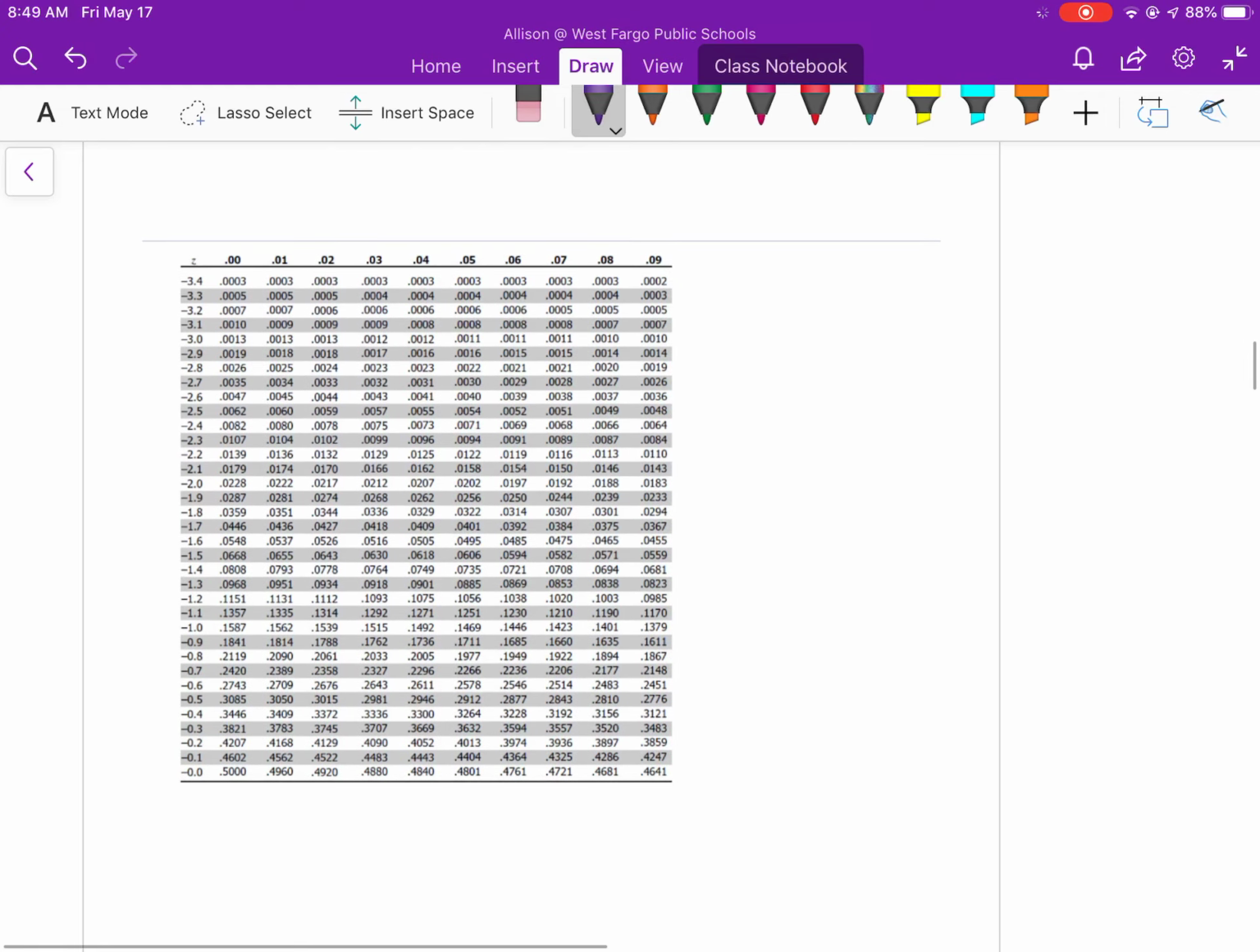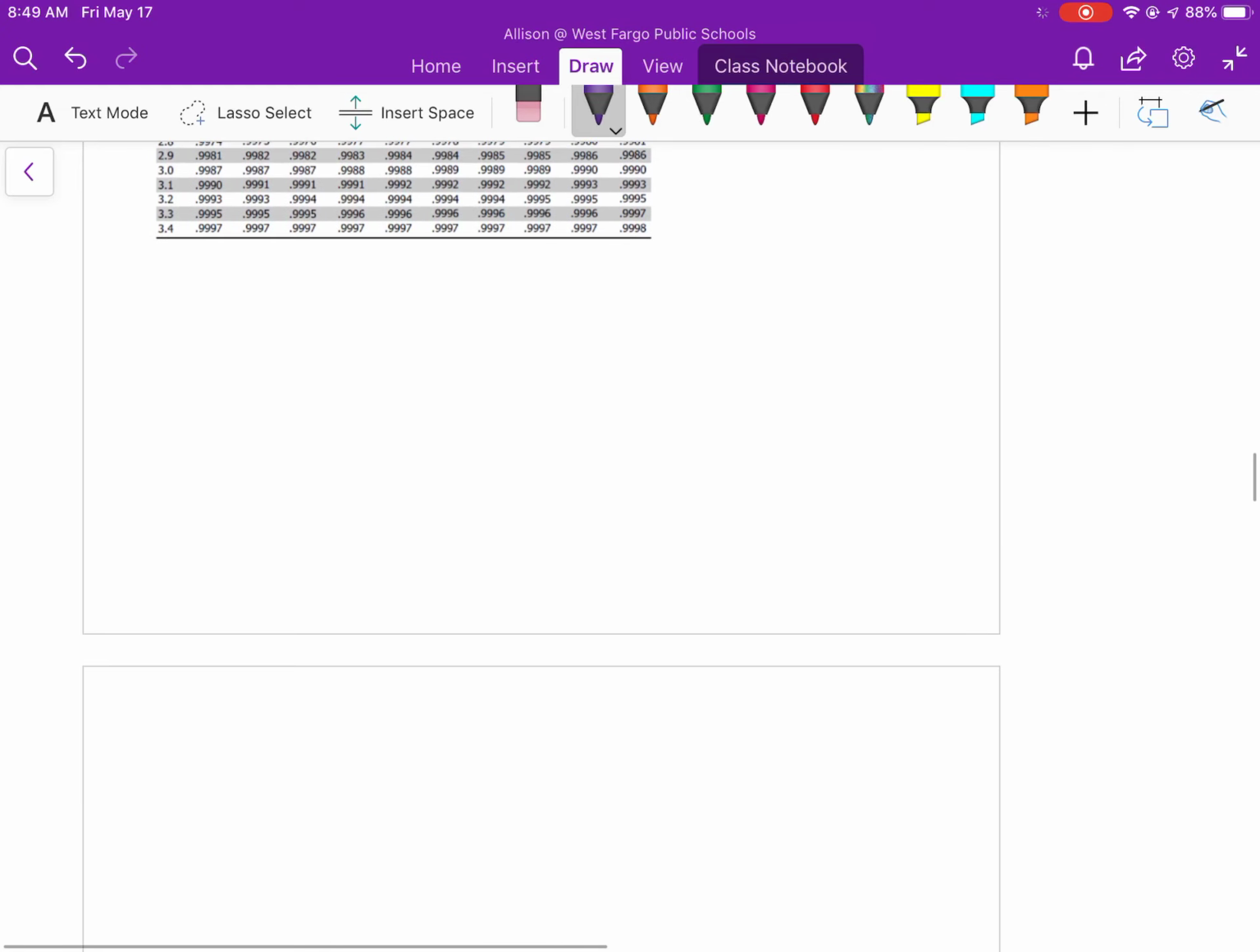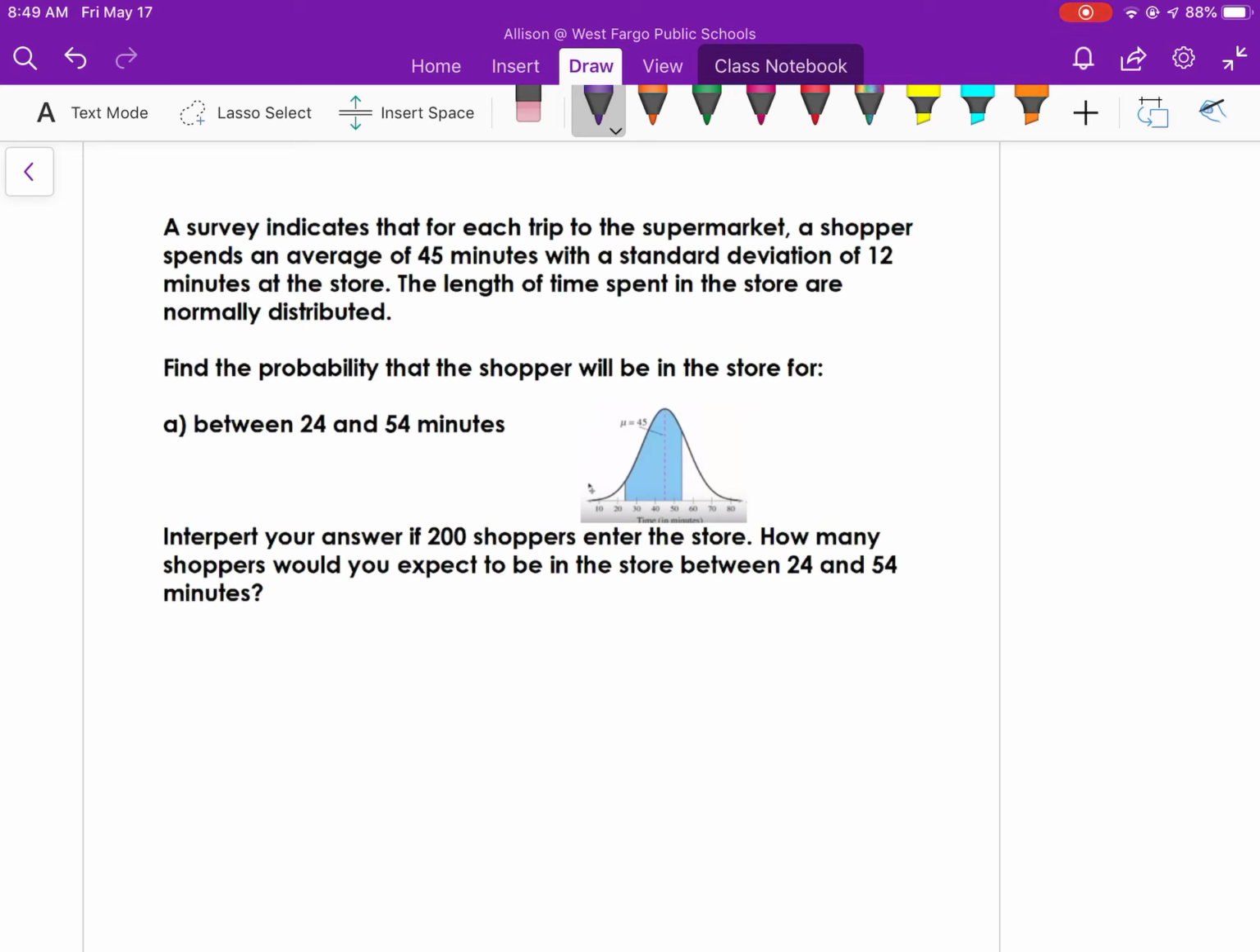So remember, here's our z-score table. So we'll refer to that. You're going to want to have a z-score table while you take these notes so you can know where I'm getting the numbers from.